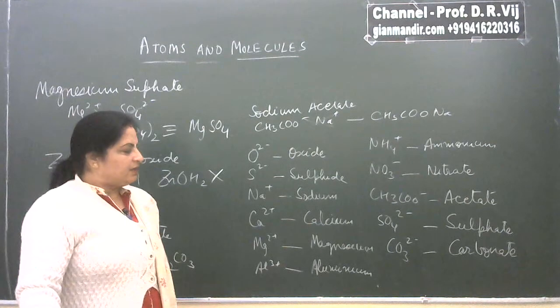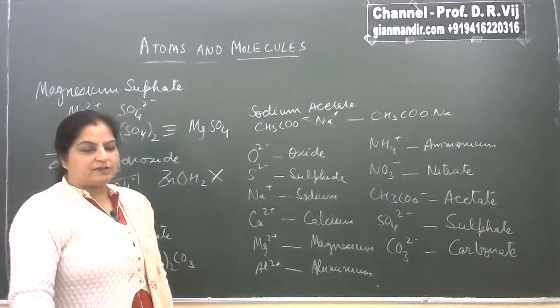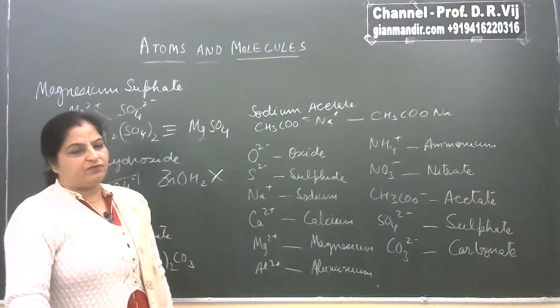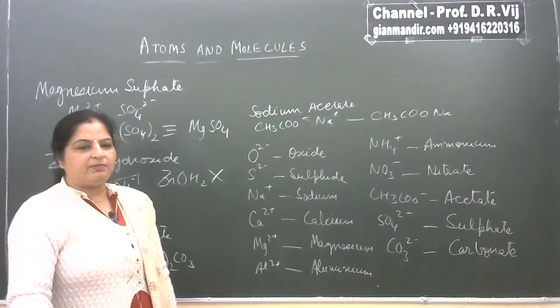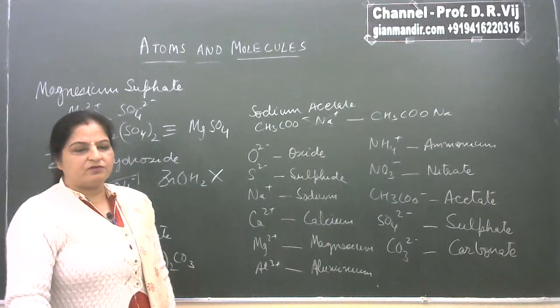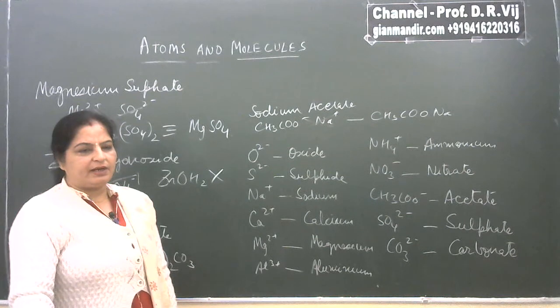So that is about molecules, the types of molecules, ions, and how to write the formula of ionic compounds. In our next lecture, we will be discussing the masses of atoms and molecules, like atomic masses and molecular masses.